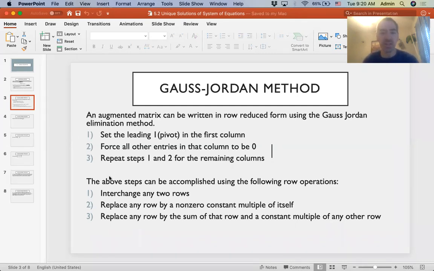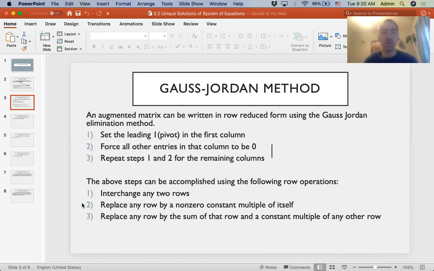All right, then the above steps can be accomplished using the following row operations. There's only 3 things that we are allowed to do with this matrix. Number 1, we can switch any 2 rows. Now you would only want to switch the rows when you were trying to set the leading 1 in the first column. And if that first entry in the first column is not a 1, but you have a 1 in one of the other entries, you can switch rows. So that's a quick operation that you can do to set your leading 1.